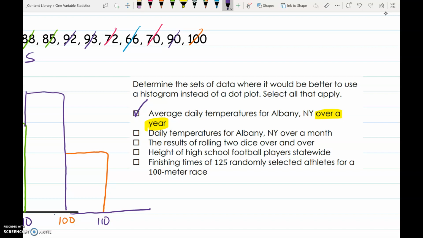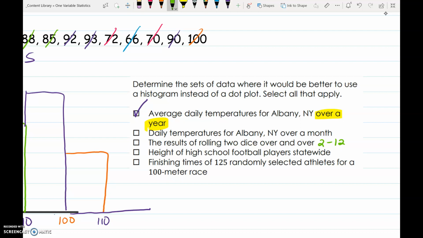The results of rolling 2 dice over and over. Okay, well, let's think about what the results of rolling 2 dice could be. Well, the smallest would be a 1 and a 1, so that would give us a 2. And then the largest, a 6 and a 6, 12. So 2 to 12, that's only 10 possibilities. I think that's probably better for a dot plot because it's not that wide a range.